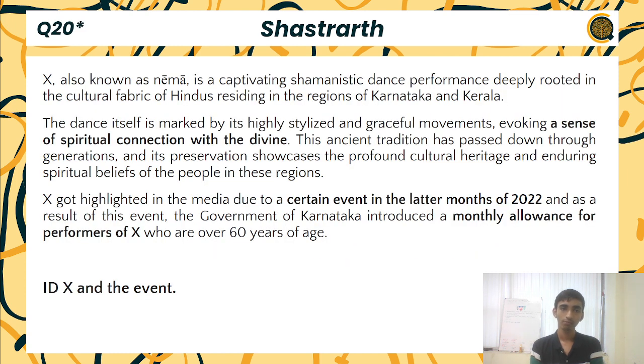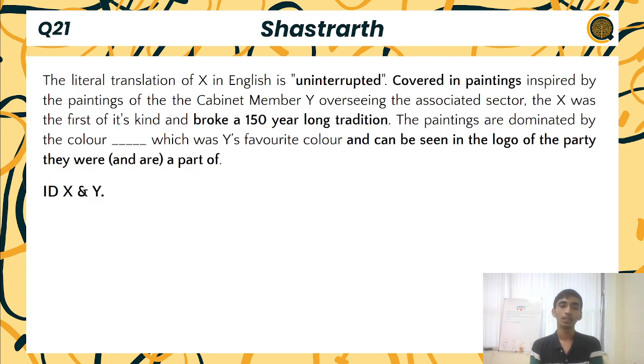Question number 20. Star mark, double points. So X is a dance form, and the event due to which X got highlighted in the media. Very much everyone got to know about this. Spiritual connection with the divine. 21. You can see the question.